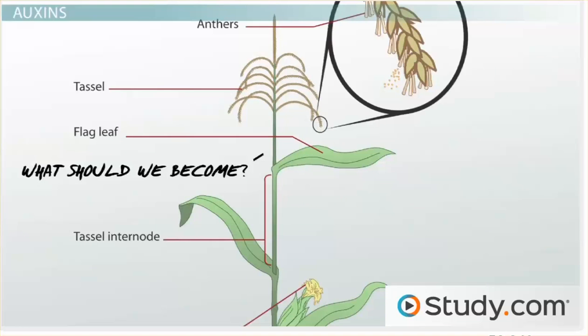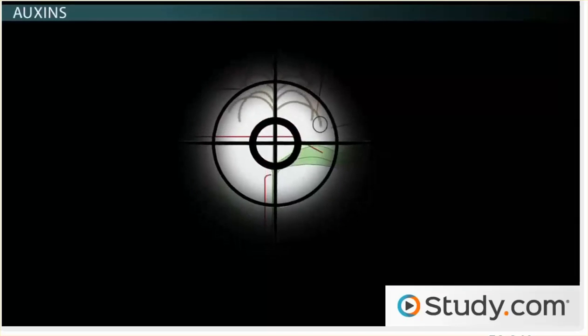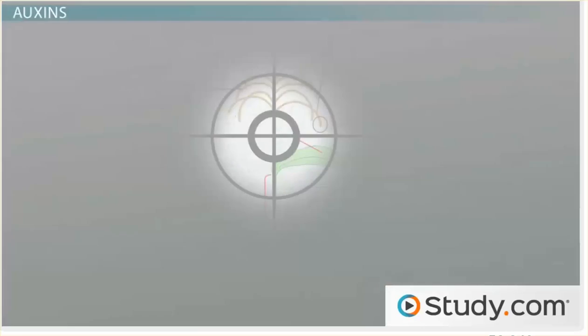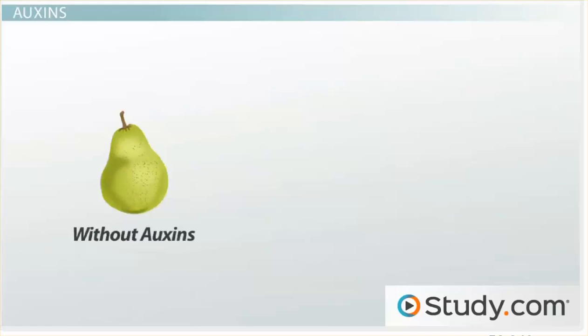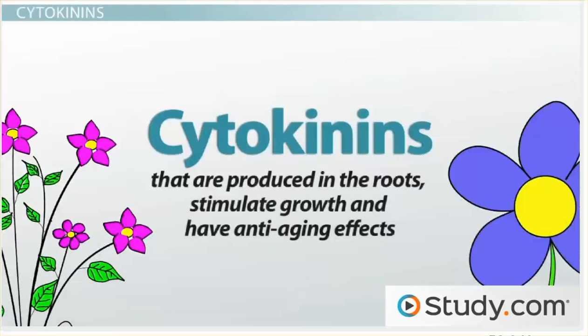Auxins also help stimulate stem elongation, which is what primary stem growth is all about. Primary stem growth will occur when a high enough amount of auxins target a given area. Auxins also help regulate fruit development. Without auxins, fruits are often too small. Some produce farmers will spray artificial auxins on plants, such as apples or pears, in order to increase the size of the fruits.